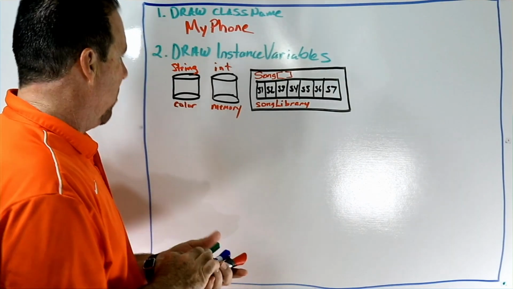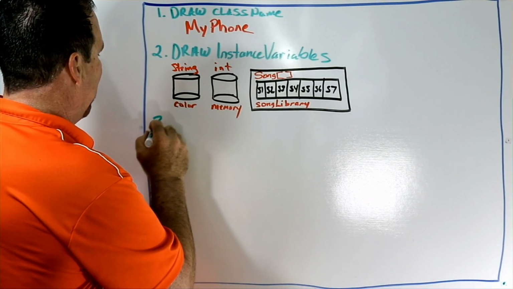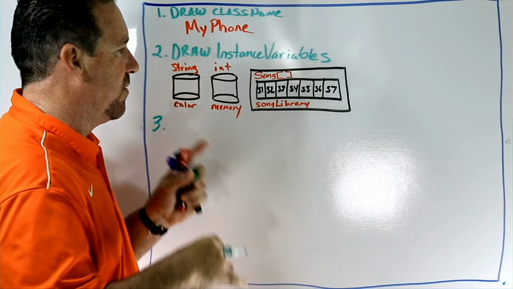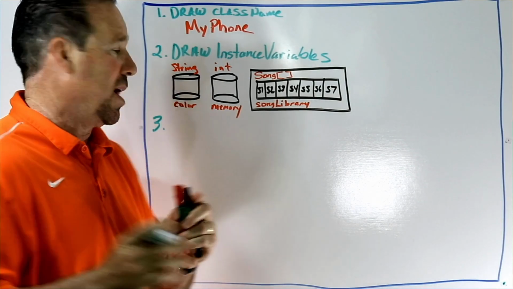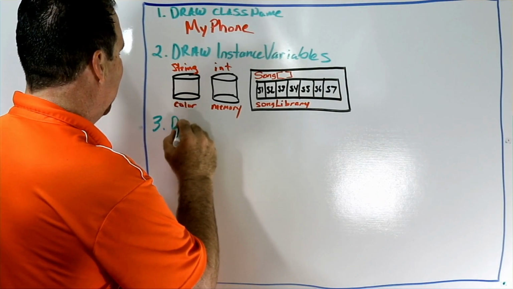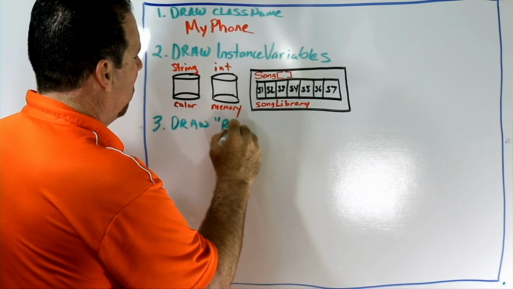All right, so the third piece that I want to do is, now remember, I'm not doing the constructor or toString. This is very quick. Let's get to the big part, which is the processing methods, or the brain. Okay, so let's draw brain.